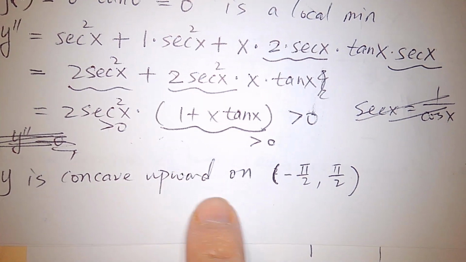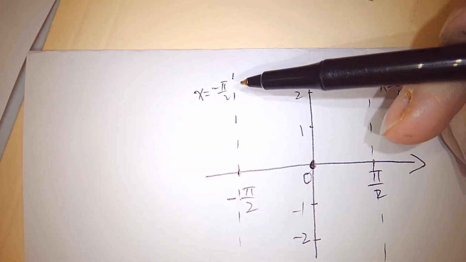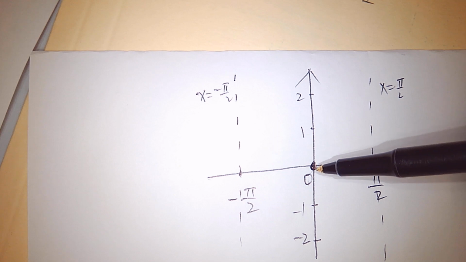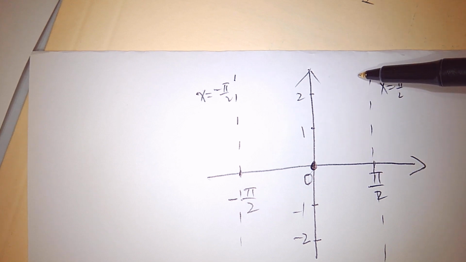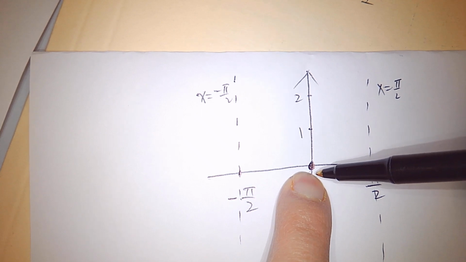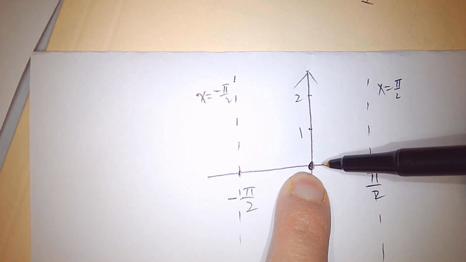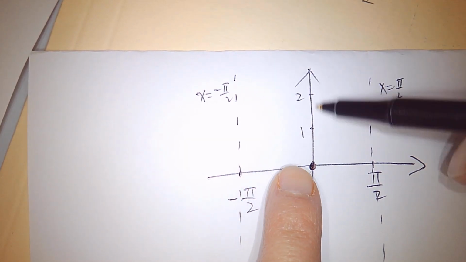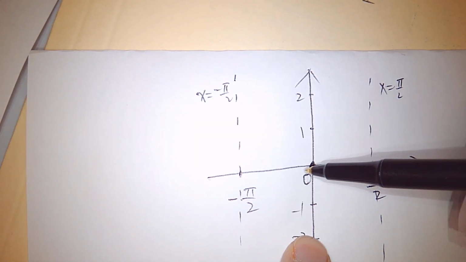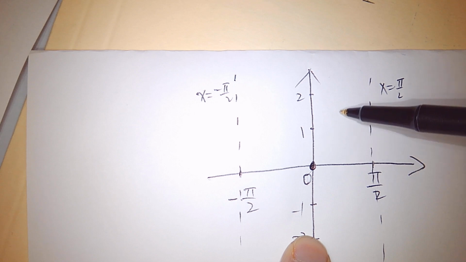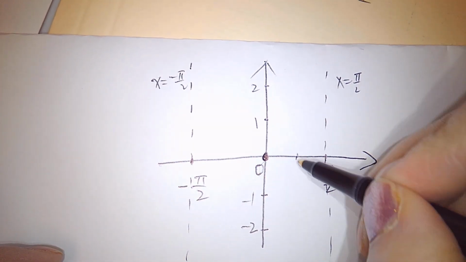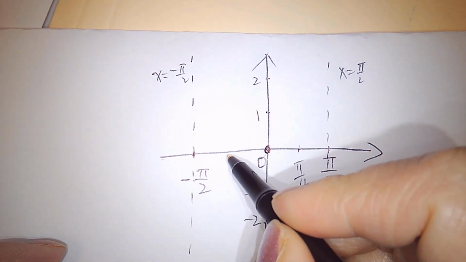Also, the graph is concave upward, decreasing until this point, increasing, and giving us a local minimum here, right? And then it's going to be symmetric with respect to the y-axis and concave upward. Can you tell the shape of the graph? Looks like that. However, we want to get some key points to help us, right?